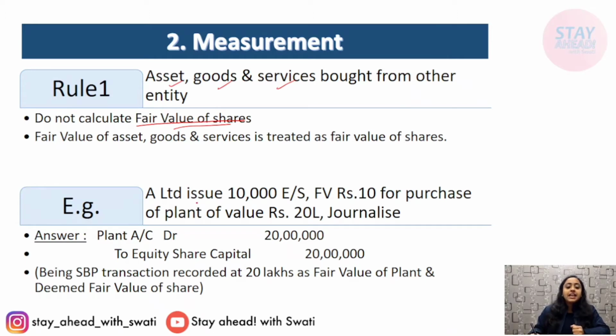For example, A Limited issues 10,000 equity shares, fair value rupees 10, for purchase of a plant of value 20 lakh. So the fair value of the plant is 20 lakh. We do not need to calculate the fair value of the shares. Instead, the fair value of the plant, 20 lakh, will be taken as the value for the shares itself. Plant account debit 20 lakh to equity share capital 20 lakh.